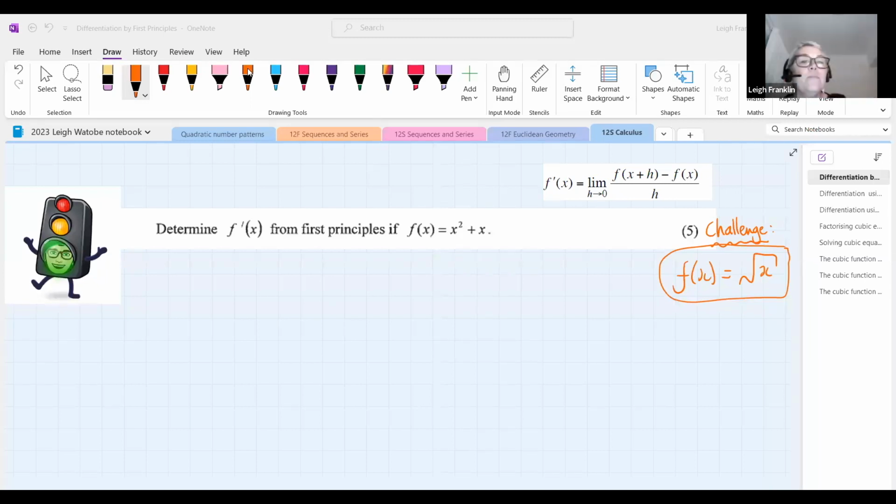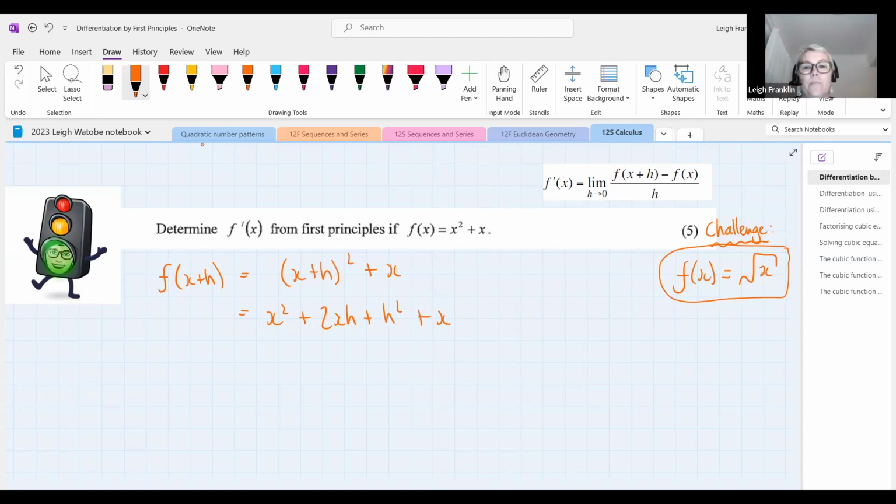Okay, thank you. So I took the f of x plus h formula, and I dropped down my f of x plus h is equal to x plus h squared plus x. And then I wrote x squared plus 2xh plus h squared in brackets, plus x. Lovely, good. And then I keep going down, and on the left side I wrote f of x plus h.